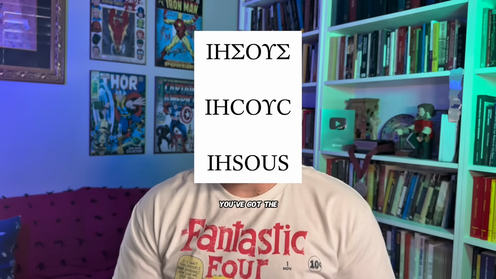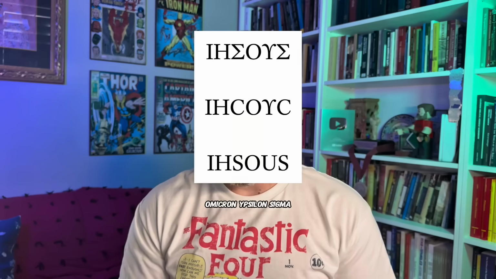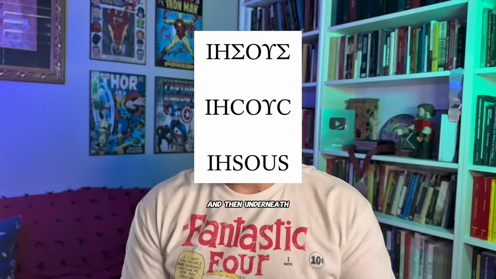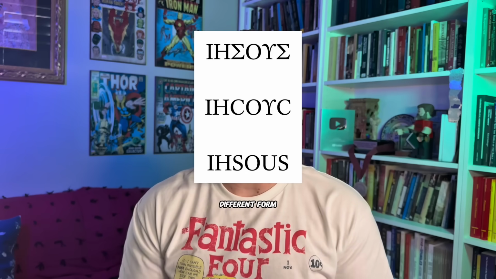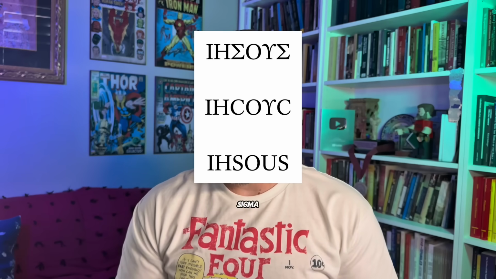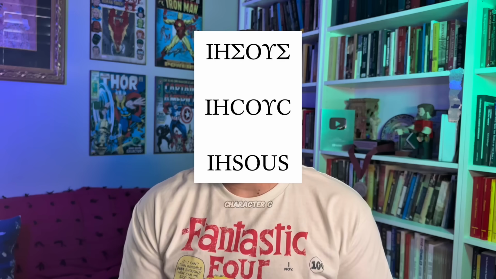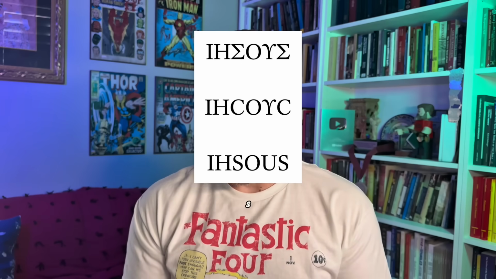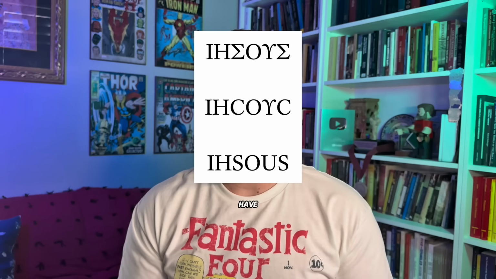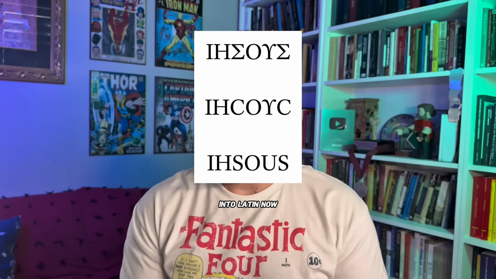At the top, you've got the traditional Greek spelling, iota, eta, sigma, omicron, epsilon, sigma, and then underneath that, you've got a different Greek spelling that uses a different form of the letter sigma. This is called a lunate sigma, and it looks an awful lot like the Latin character C, but it would have just been pronounced like an S. And so on the bottom, you have a transliteration of either of those Greek spellings into Latin.